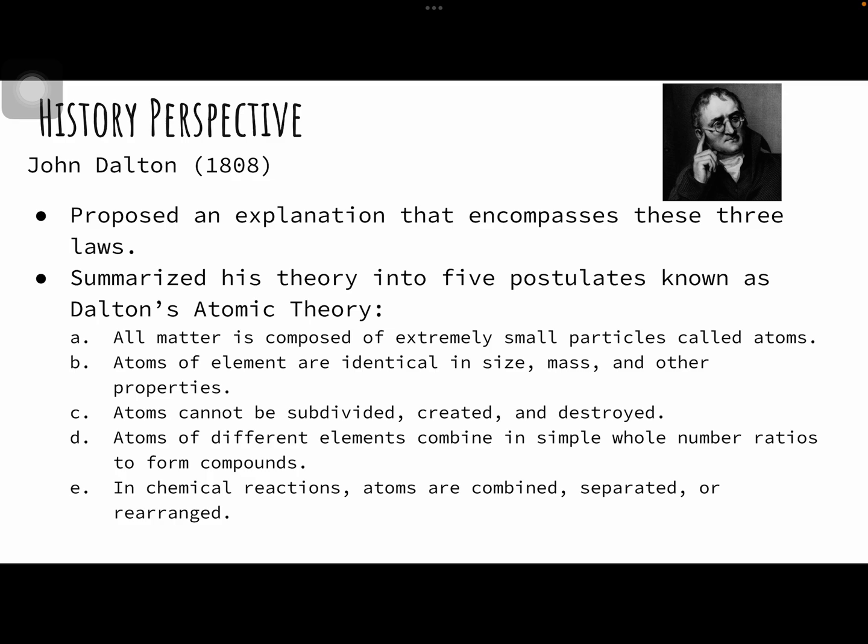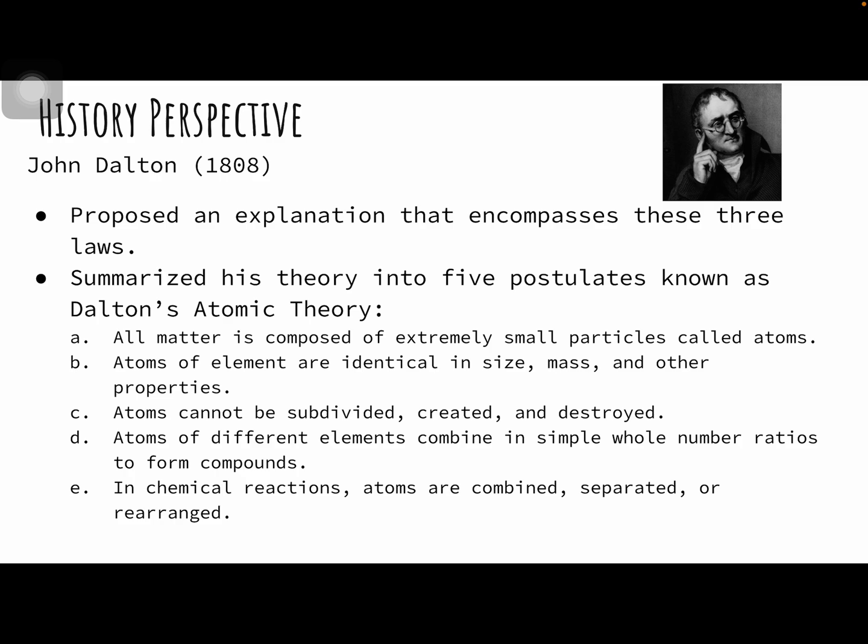Okay, we're also going to get into John Dalton. This is about 1808. He proposed an explanation that encompasses these 3 laws. So he came up with a way to kind of explain all of the earlier laws in one explanation. So he called it his 5 postulates, known as Dalton's atomic theory.